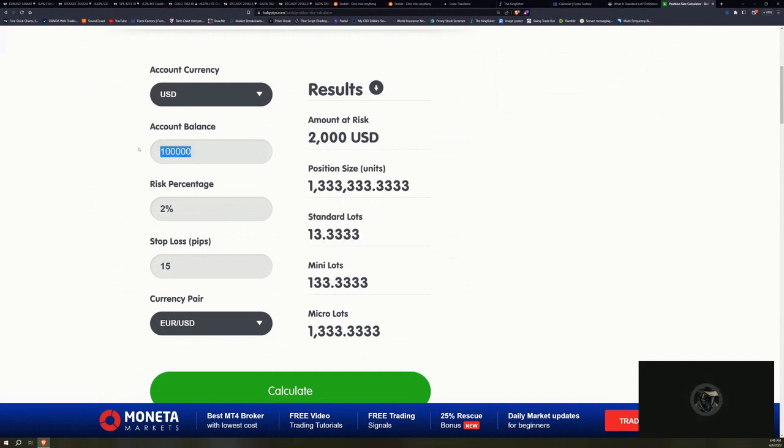And then again, if you have a $1,000 account balance, you're risking 2%. That means if you stop out, you are only going to lose $20. And it's the same exact trade with a 15 pip stop loss. Do a calculation, and now you would be putting in 0.1333 standard lots.